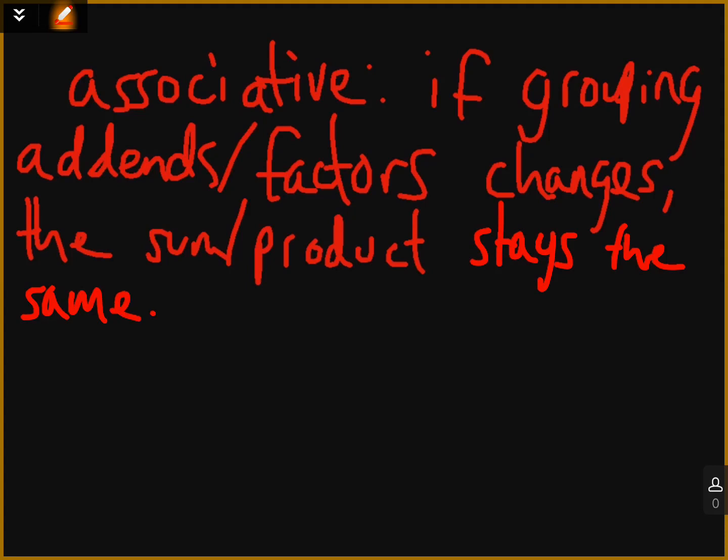If the grouping of add-ins or factors changes, the sum or product stays the same. I didn't put "the grouping of," so sorry if you have to rewrite that. So this would look like this, and you're going to see this with parentheses. Just so you know, the biggest mistake I see is students see parentheses and automatically think, oh, it's associative property. That's not the case. You will see other problems with parentheses that will not be associative. I'll talk about that in a second.